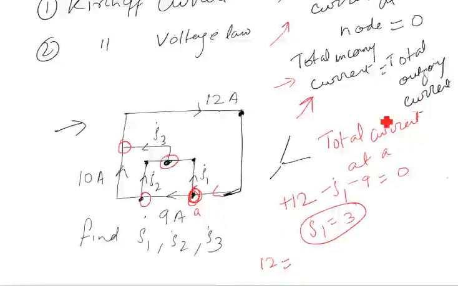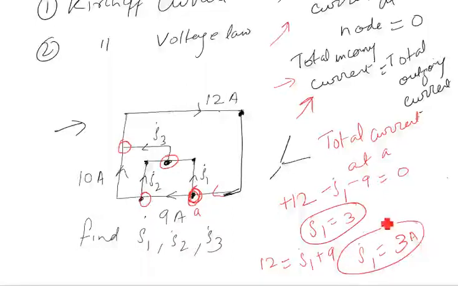Total outgoing current. Outgoing current is I1 plus 9. So again, if you do the similar thing, I1 is equal to 3. So this is your Kirchhoff current law. Similarly, you can find out the current values for I2 and I3. Try yourself. You can find out through this formula.